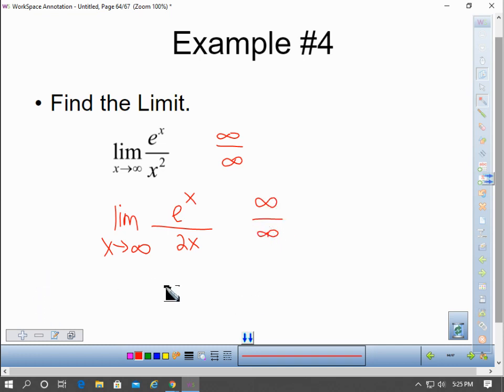So let's do L'Hopital's rule one more time. Let's see. The limit as x approaches infinity. So the derivative of e to the x is e to the x. And then the derivative of 2x is 2. So now I'm going to do direct substitution again. Put infinity in. E to the infinity is infinity. And then I just got a 2 on the bottom. All right. So infinity divided by 2.